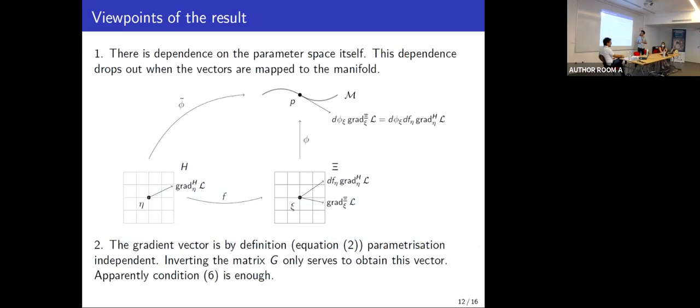Yeah, and then I will just try to illustrate the result a little bit. So here we have two parameter spaces, and they are both mapping to the manifold M, and there's a diffeomorphism between the two. And then we have that F composed with phi is then this map.